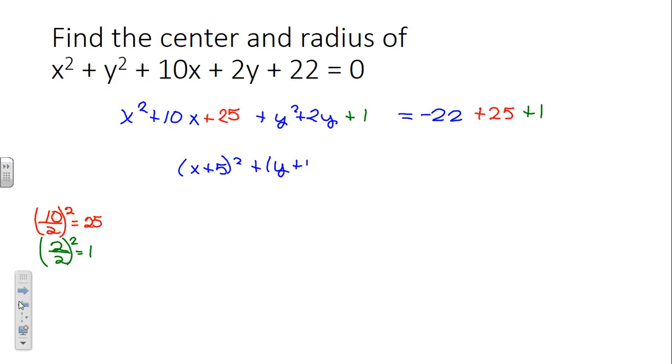It would be (x plus 5) squared and (y plus 1) squared equals 4. So your center's at (-5, -1). Radius is 2. Good? This is pretty easy. Not too bad, right? All related to the Pythagorean Theorem, the same things we've been doing. If you shift it to the right, it's going to be negative within the parentheses. If you shift it up, it's going to be negative within the parentheses, and vice versa.